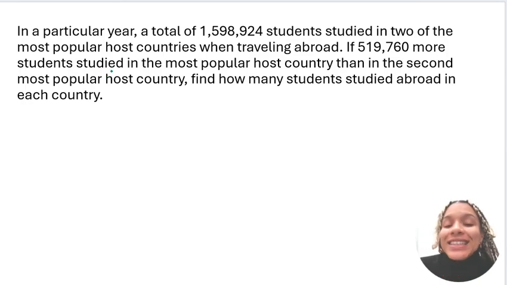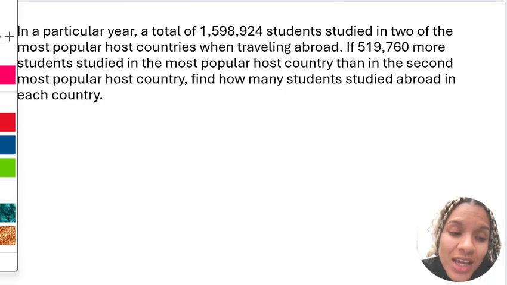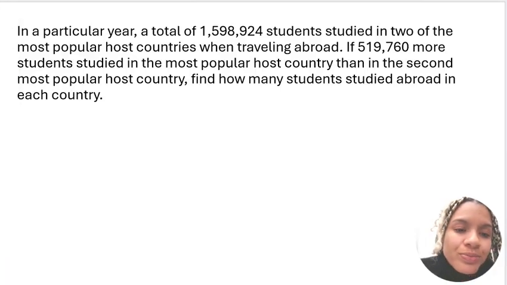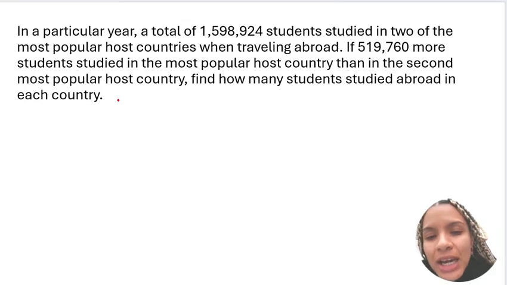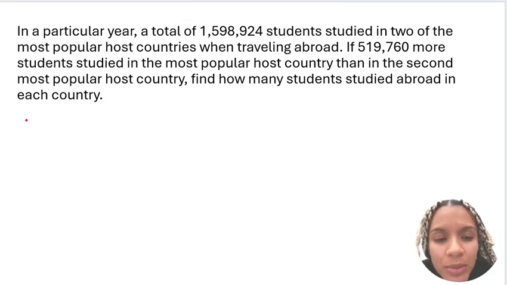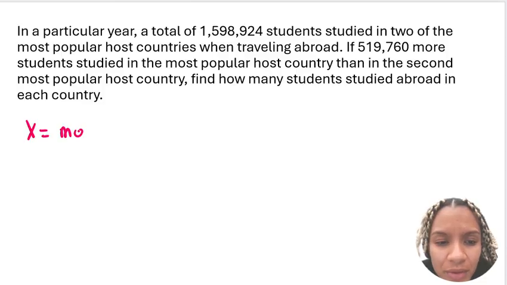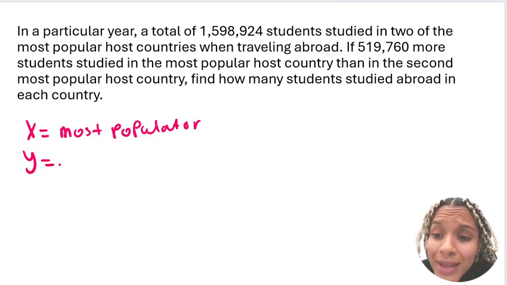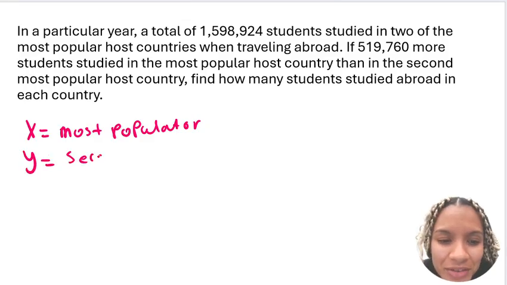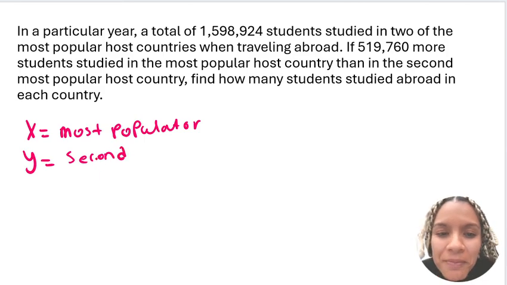Okay, so in this application, we are going to use systems of equations to help us solve. When I read it, I noticed that we're talking about the most popular, right? And then the second. So we have the most popular, and then we have the second most popular. So I'm just going to put here the second one.